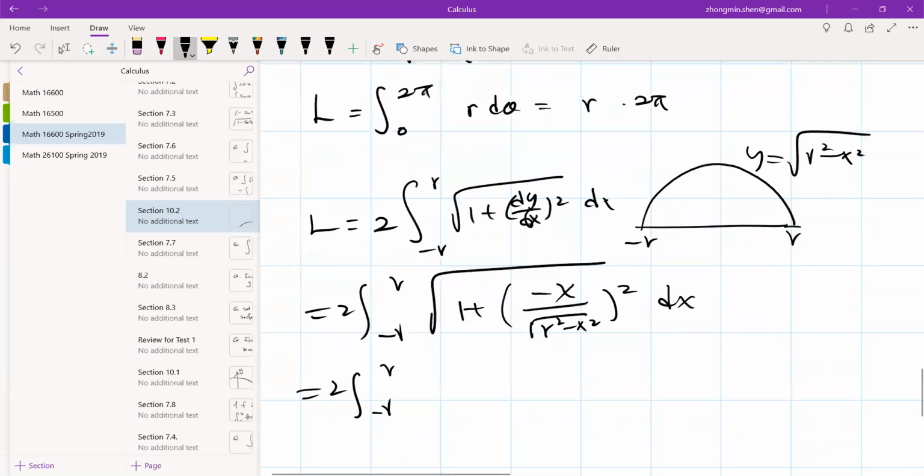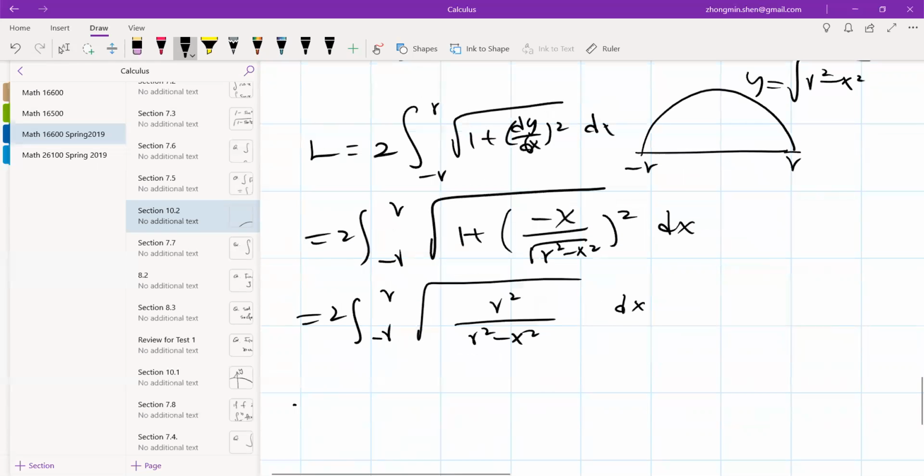Then after you simplify, sometimes you make mistakes. You will get r squared minus x squared, r squared minus just r squared. Finally, you end up with this integral. Then what? You're in trouble if you forgot the trigonometric substitution. If you still remember, then okay.